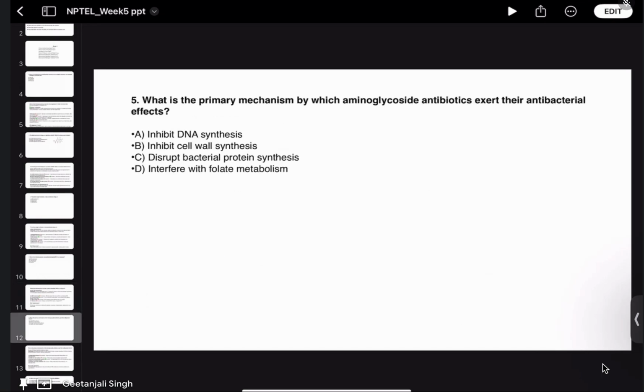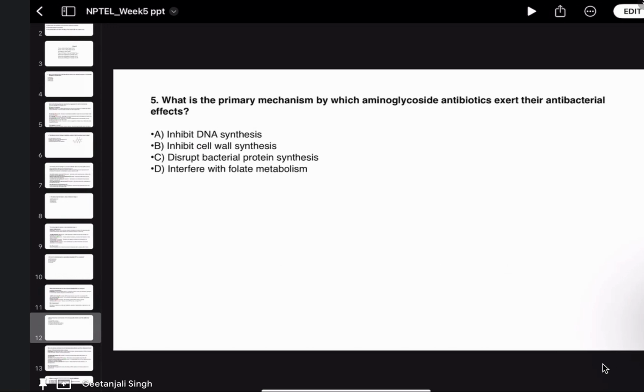What is the primary mechanism by which aminoglycoside antibiotics exert their antibacterial effects? A. Inhibit DNA synthesis. B. Inhibit cell wall synthesis. C. Disrupt bacterial protein synthesis. And D. Interfere with folate metabolism.